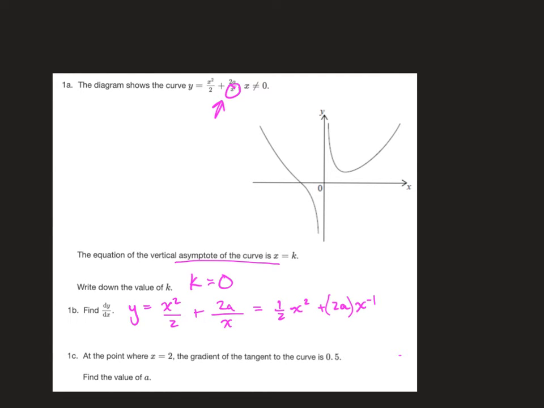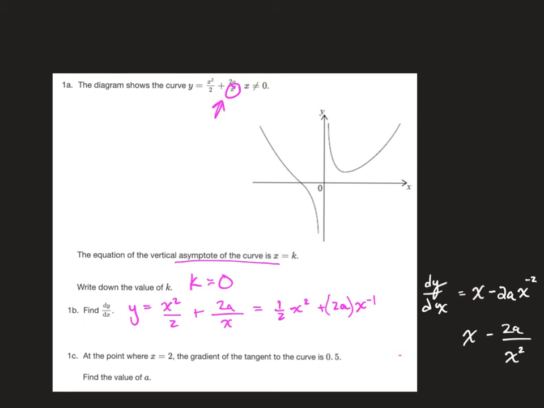So now let's get the derivative. dy/dx would be 1/2 times 2, which is just 1, so we get x for that first term. And then here, that negative 1 is going to come down and multiply, and that's going to become a negative 2, so we get minus 2a x to the negative 2, which you could rewrite as x minus 2a over x squared, because the negative exponent puts that in the denominator.